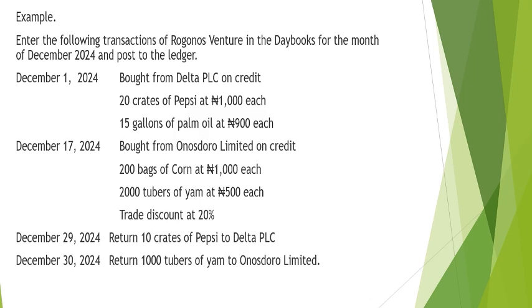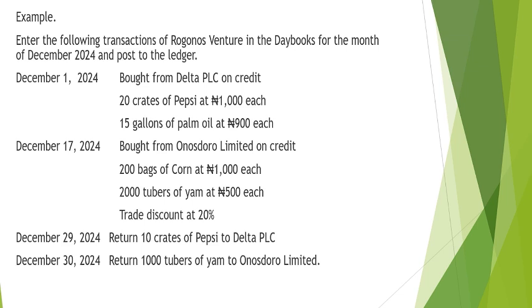On December 29th, 2024, we return 10 crates of Pepsi to Delta PLC. If you look at the first entry before, we bought 20 crates of Pepsi from Delta PLC, but now we are returning some back to Delta PLC, probably because the Pepsi are damaged or what have you. This one is going to return outward because we are giving out the goods. The earlier one went to purchase day book because we bought on credit.